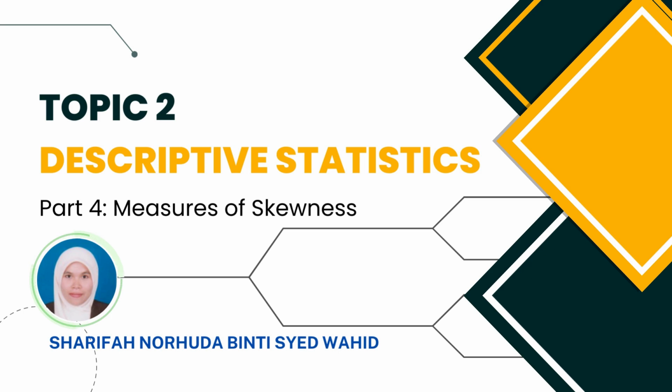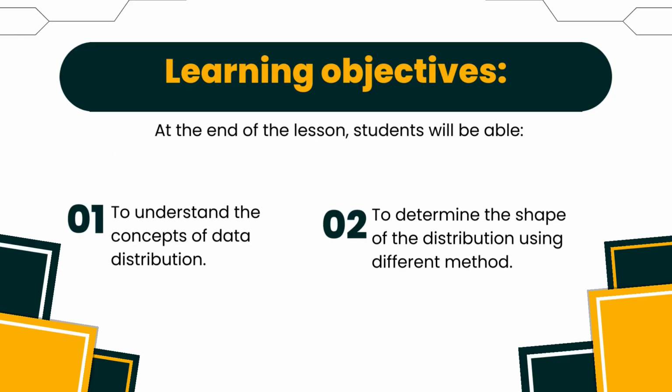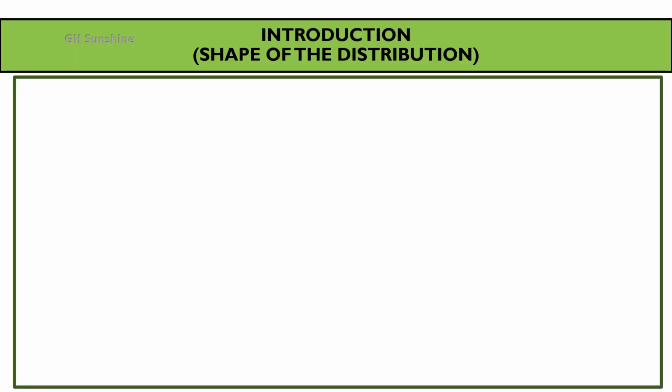So today we will continue topic 2. We will focus on measures of skewness. So at the end of this subtopic, you will be able to understand the concepts of data distribution. Second, you will be able to determine the shape of the distribution using different methods. Okay, so let's look at the introduction.